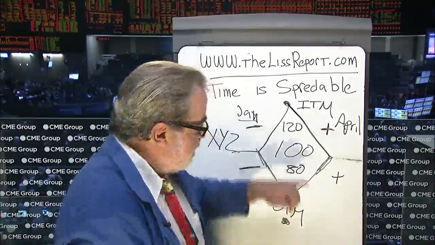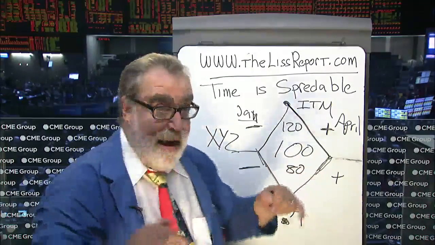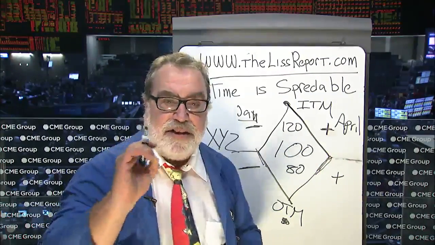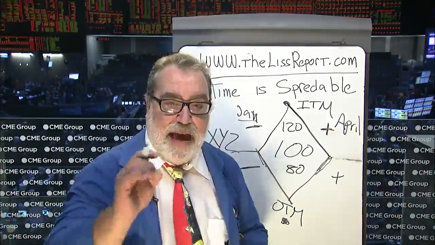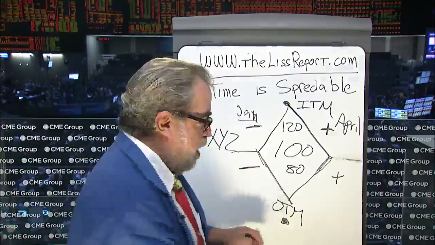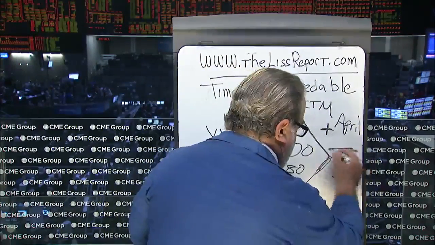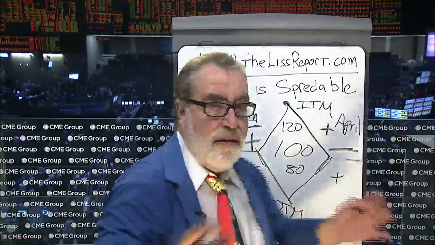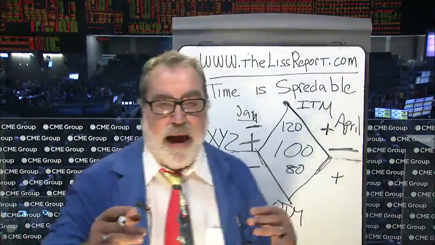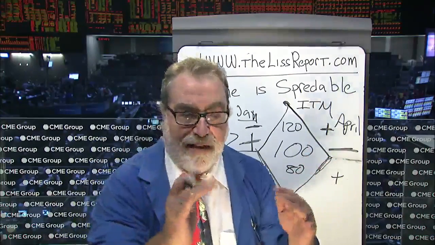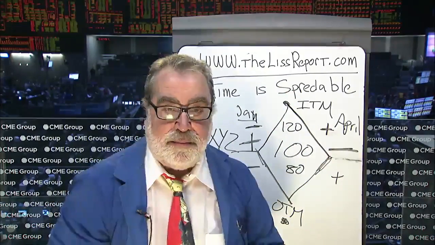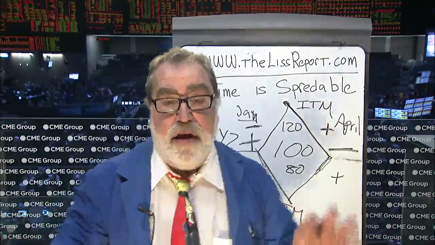Conversely, let's say the thing is exactly at 100, and we don't know if it's going up or down, but we're pretty sure it's not going to stay pinned to 100. In that case, we sell the time spread. We sell the farther term, we buy the nearer term. We sell the time spread because the time spread will contract as the stock moves away from the strike. An easy, low-risk way of trading a bit of direction.